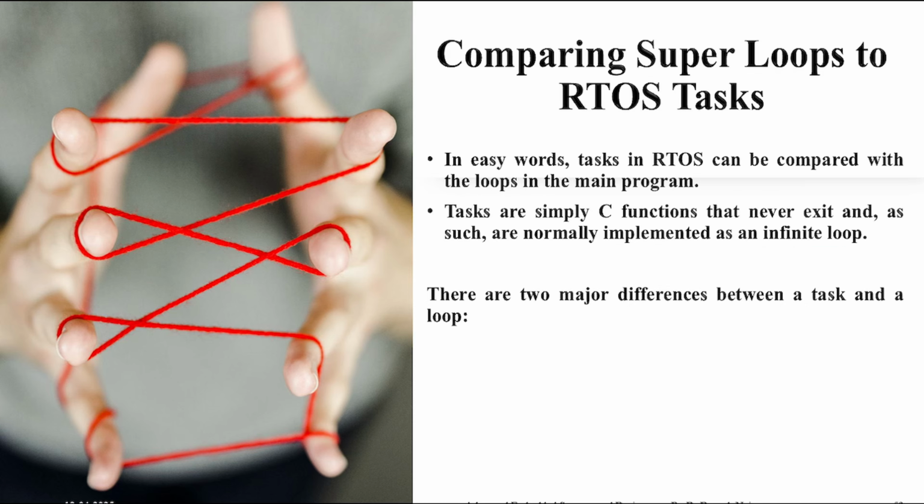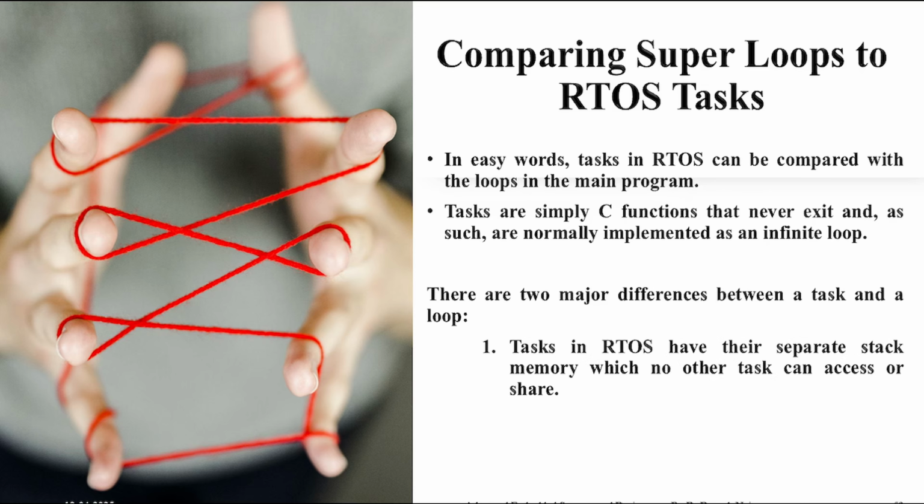So there are two major differences between a task and a function in a loop. The first difference is that tasks in a real-time operating system have their own separate stack memory. This is a very important feature. Every task in a real-time operating system will have its own separate stack memory, which will not be shared with any other task in the system.